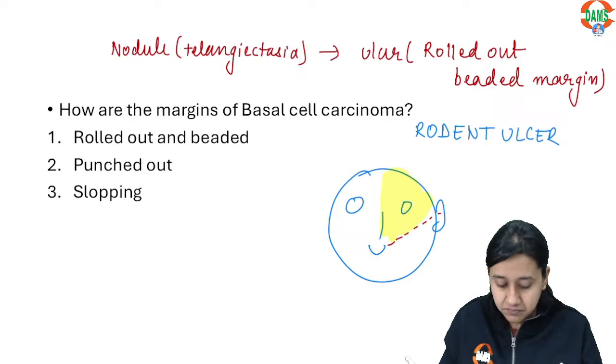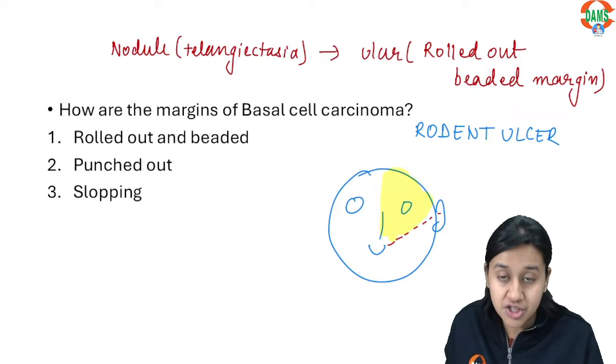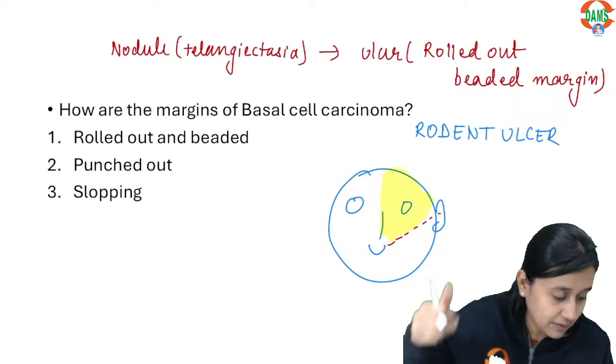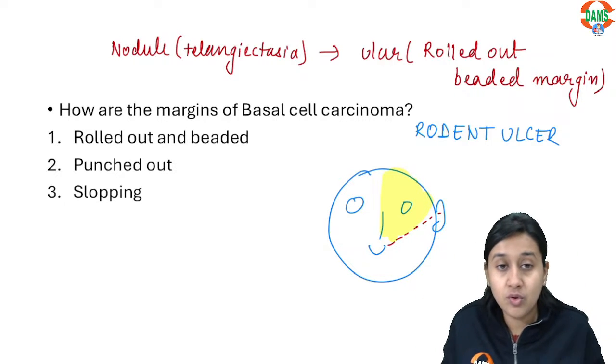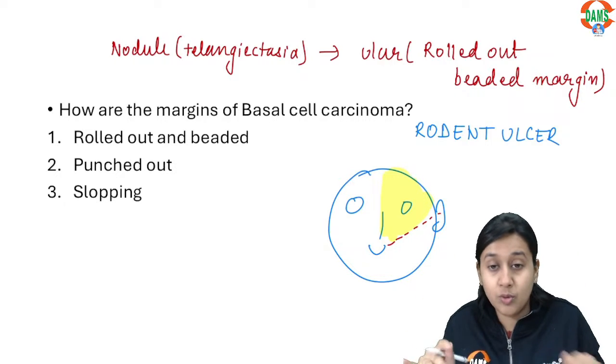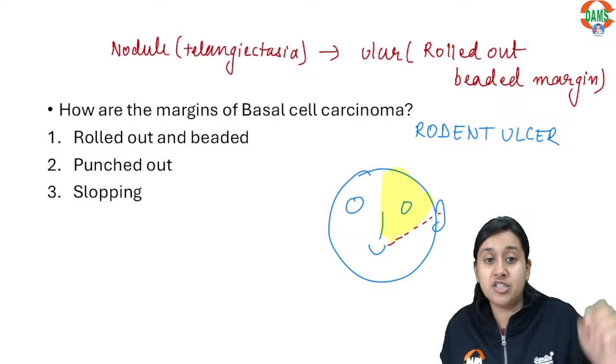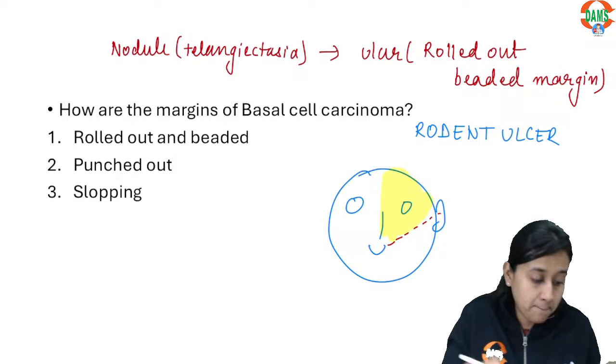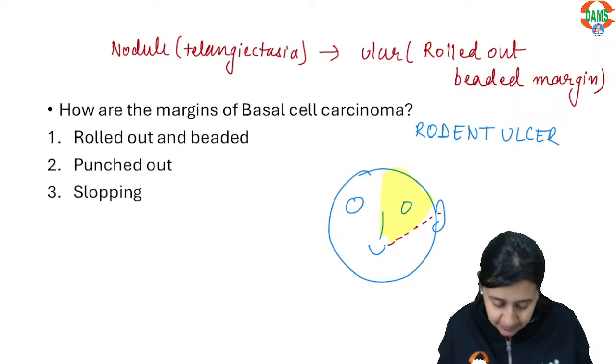And this is your rolled out beaded margin of basal cell carcinoma. Can I get a quick thumbs up from all of you? So punched out, no. Sloping, no. It is the rolled out beaded margin, which is the answer from the margins of basal cell carcinoma.